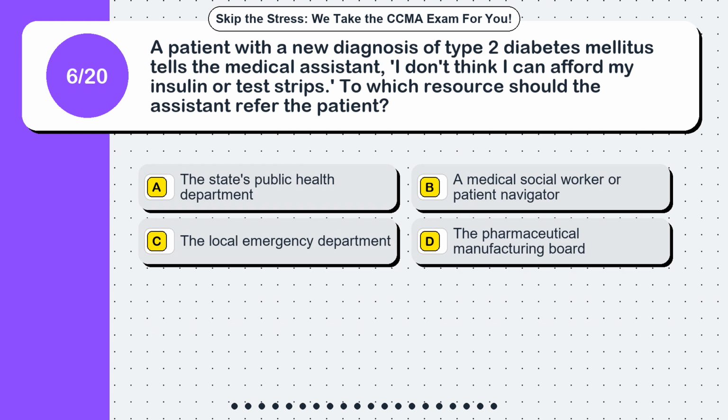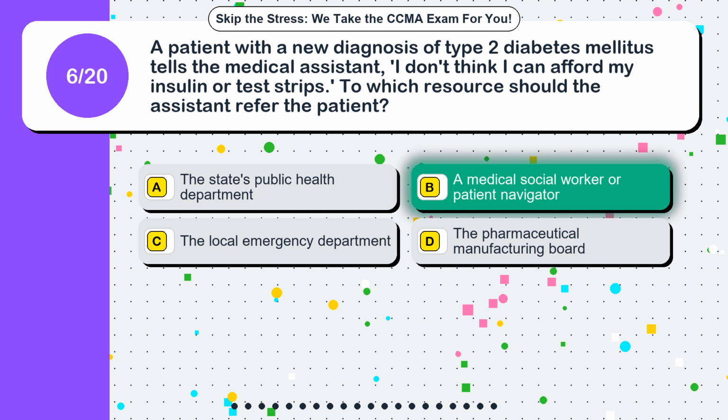Question 6. A patient with a new diagnosis of type 2 diabetes mellitus tells the medical assistant, "I don't think I can afford my insulin or test strips." To which resource should the assistant refer the patient? Option A. The state's public health department. Option B. A medical social worker or patient navigator. Option C. The local emergency department. Option D. The pharmaceutical manufacturing board. The correct answer is option B.